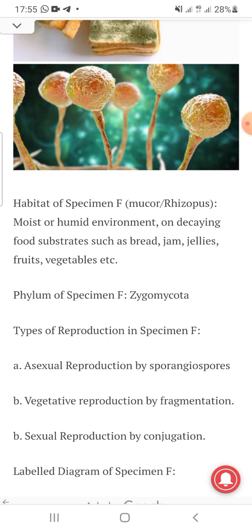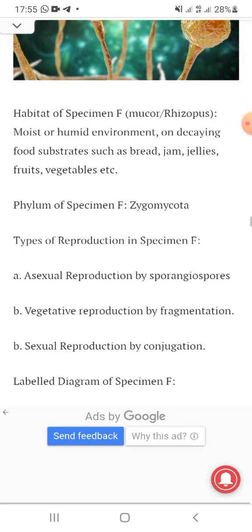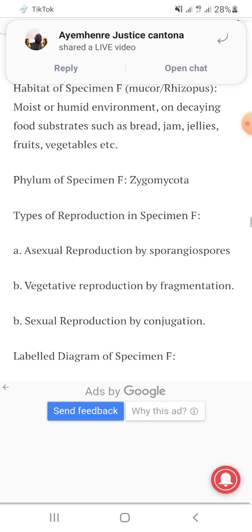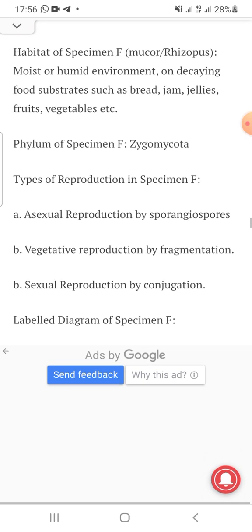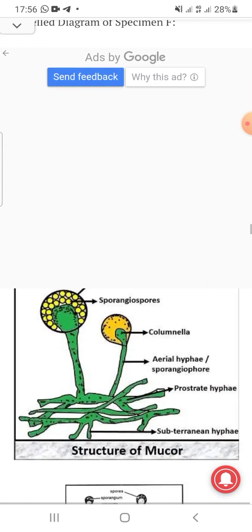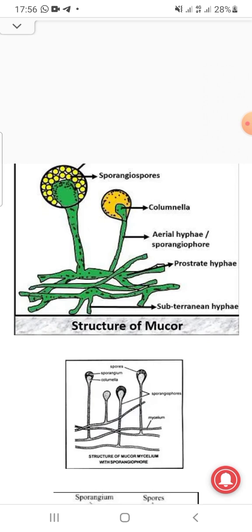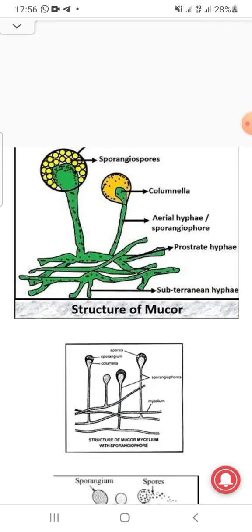Okay. Now, phylum of specimen F, Zygomycota. Types of reproduction in specimen F. A. Asexual reproduction by sporangiospores. B. Vegetative reproduction by fragmentation. C. Sexual reproduction by conjugation. Then let's look at the labeled diagram of specimen F. So this is the labeled diagram of specimen F.